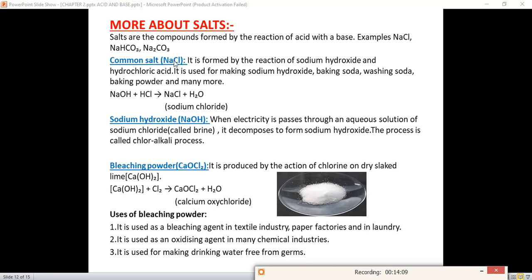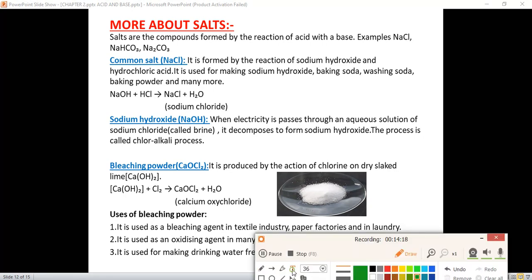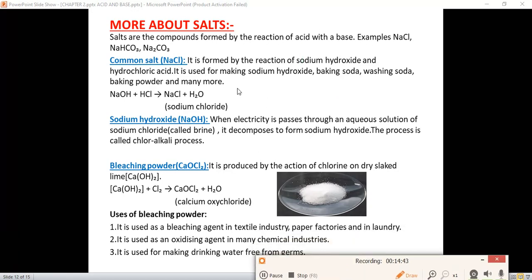Now we'll see how this salt is formed. It is formed by the reaction of sodium hydroxide, NaOH, and hydrochloric acid, HCl. It is formed by the reaction of sodium hydroxide and hydrochloric acid. It is used for making sodium hydroxide, baking soda, washing soda, baking powder, and many more.